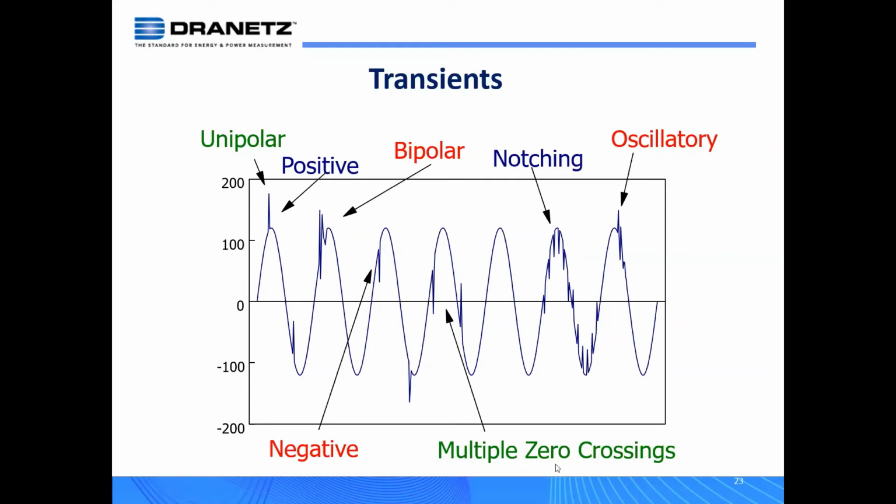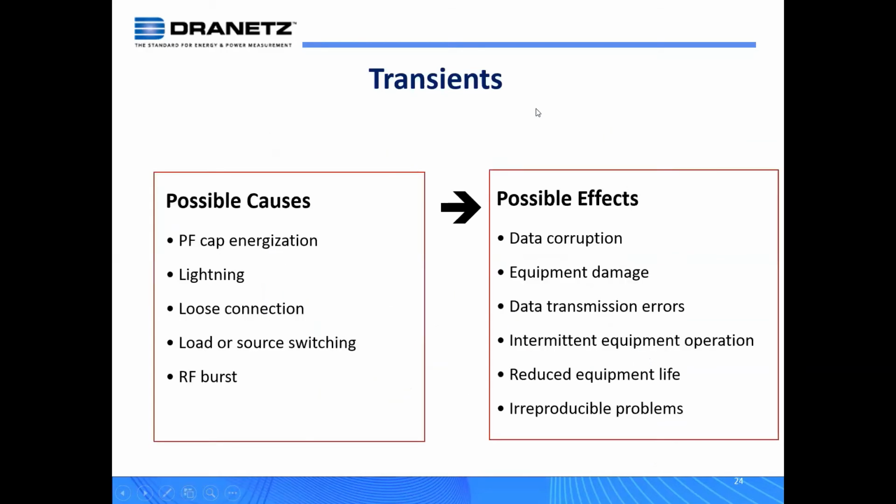Now, one thing that I did not point out before: this is not a real survey here. This is just us putting things together so we can define these terms, okay? So what are the causes and effects of transients? Well, they can be caused by power factor correction capacitors. Lightning strikes are a very common cause. Loose connections, just that vibration from a loose connection, can cause transients and other problems. You could have load sourcing or switching, things turning on, things turning off, RF bursts, then there's multiple other causes for transients. What are the effects?